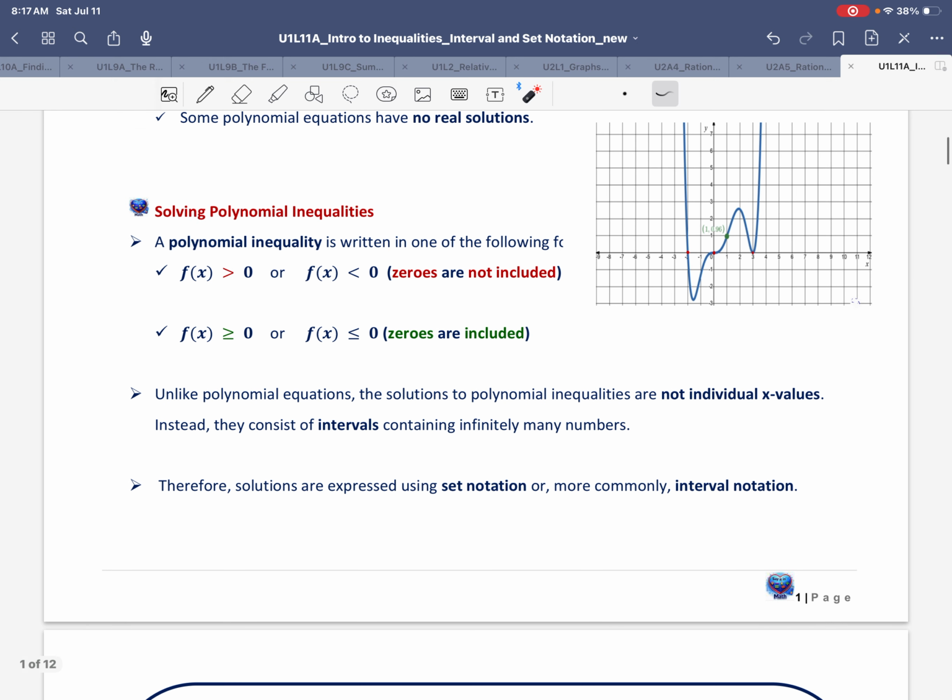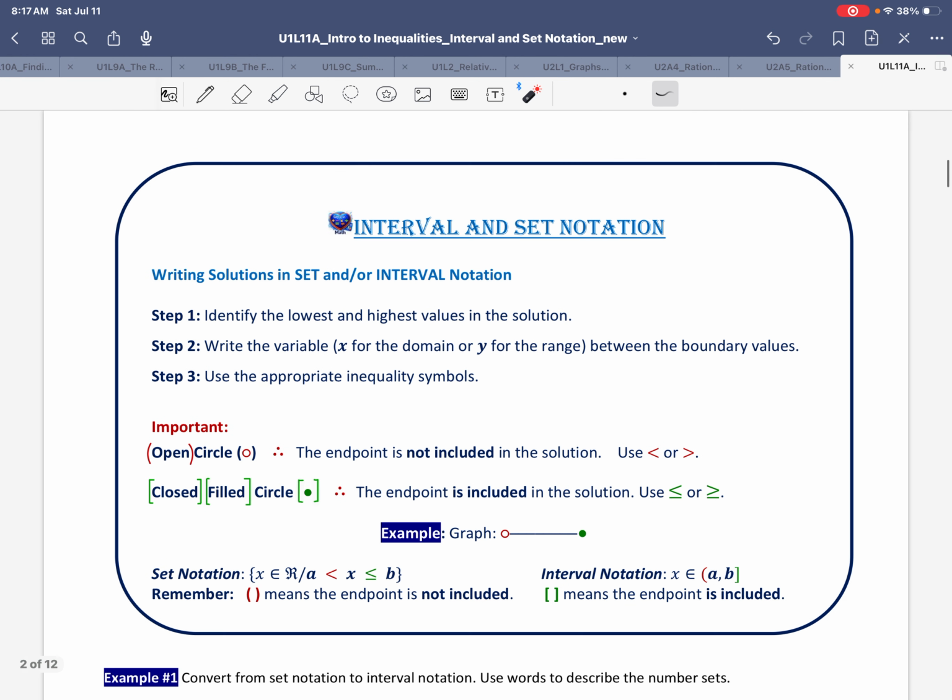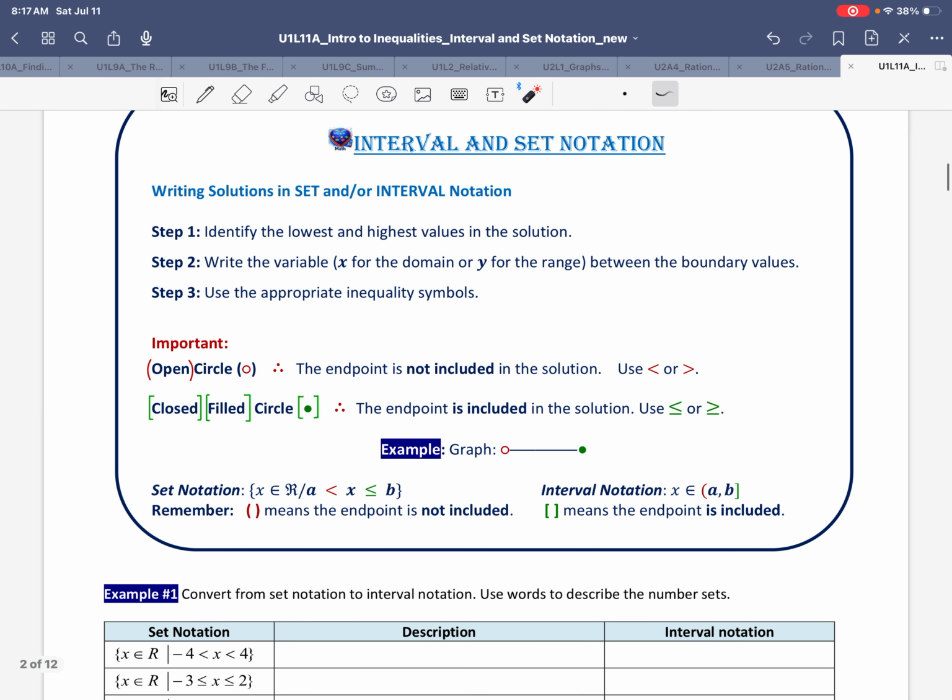Before we begin solving polynomial inequalities, let's review how these two notations work. When writing solutions in set notation first, we follow 3 basic steps. Step number 1, we identify the lowest and highest boundary values of the solution. Then we write the variable, usually x for the domain or y for the range, right in the middle between the boundary values. And then we use appropriate inequality symbols to describe the interval.